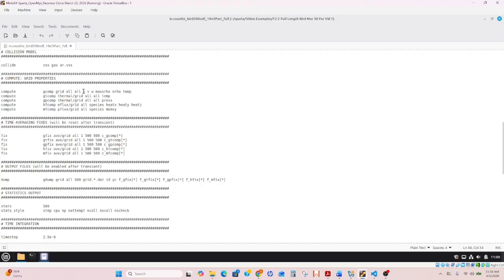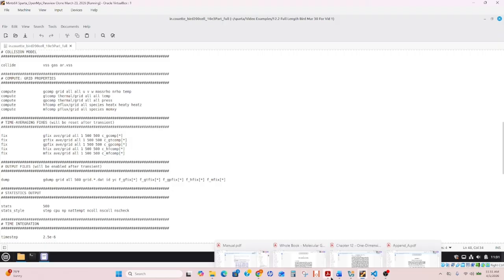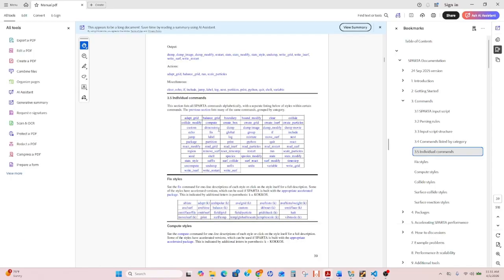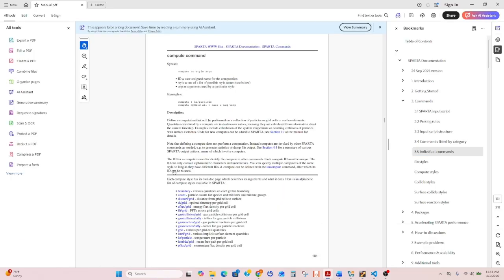As you can see here, I'm pulling out velocities, mass density, number density, temperature, pulling temperature again. These temperatures are not always the same in the different sections. Then energy flux and momentum flux. So if you go to, once again, the manual and go to the compute command, you'll see these are all the different kinds of computes you can do in here.